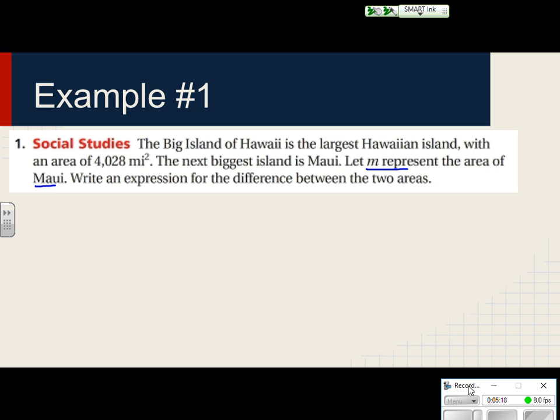So if the largest part is the big island, we know that has to be the first thing that we write. It told us that the big island is 4,028 square miles, so that's going to be our constant. And difference should have told you to subtract. The variable it told us to use for Maui is m. That is what the correct expression should be. If you got that right, give yourself a pat on the back.